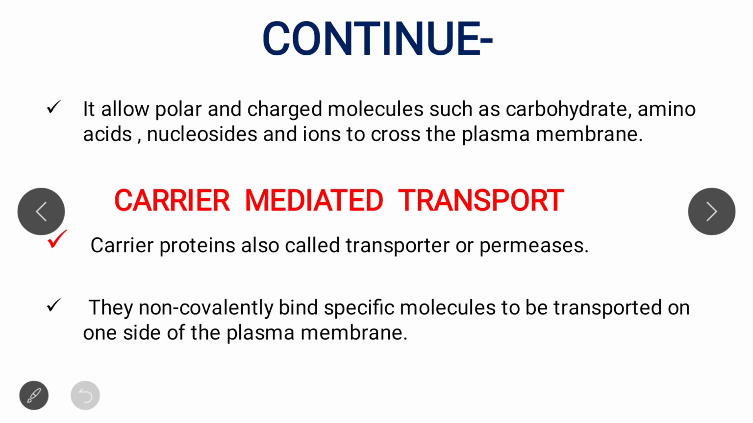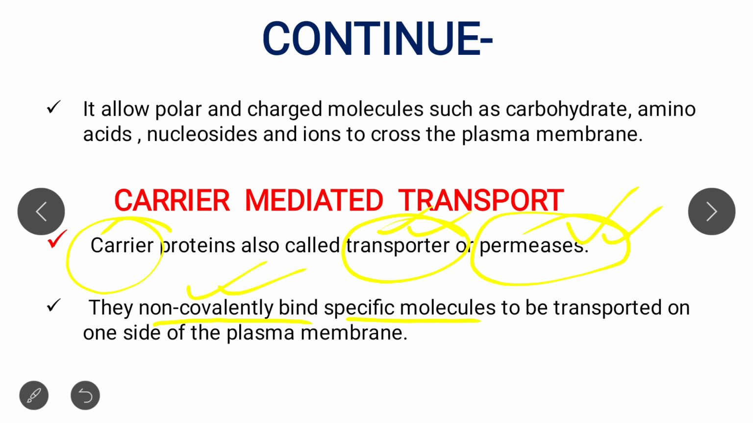So let's start with carrier mediated protein. See, carrier mediated protein is also called permeases or transporter, as I already mentioned when I explained with the help of the diagram. They non-covalently bind with specific molecules. The binding between the molecule that needs to be transported across the bilayer and the carrier protein is basically non-covalent. That is, they non-covalently bind with the specific molecules to be transported to the other side of the plasma membrane.